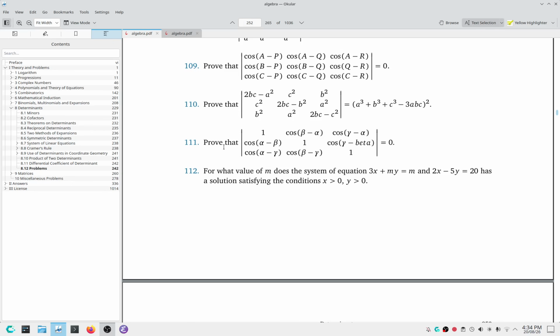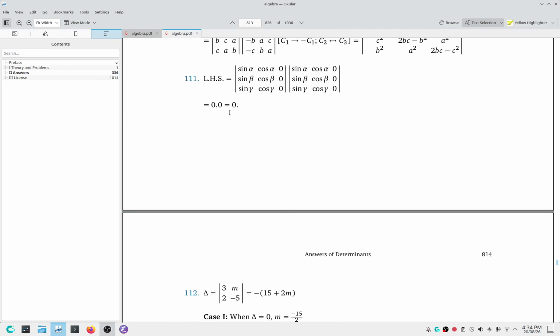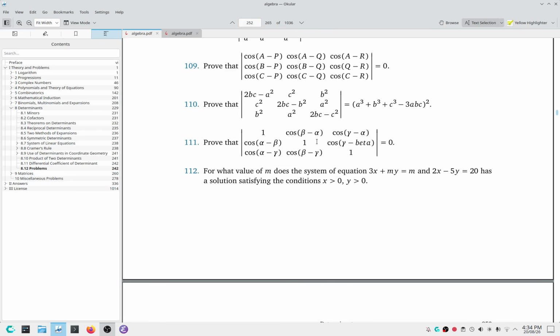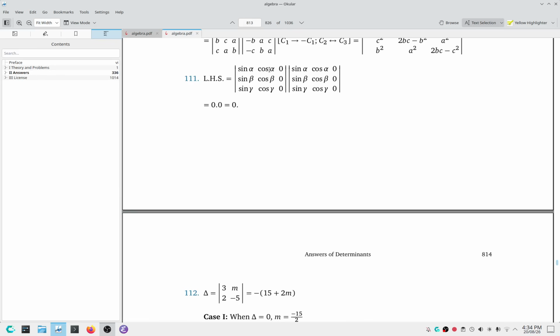Question 111 says that prove that the determinant 1, cos(beta minus alpha), cos(gamma minus alpha); cos(alpha minus beta), 1, cos(gamma minus beta); cos(alpha minus gamma), cos(beta minus gamma), 1 is equal to 0. So if you look at this determinant, it would be the product of the determinants with rows sin alpha, cos alpha, 0; sin beta, cos beta, 0; sin gamma, cos gamma, 0, and sin alpha, cos alpha, 0; sin beta, cos beta, 0; sin gamma, cos gamma, 0. Both the determinants have a column entirely made up of 0, so the product will be 0.